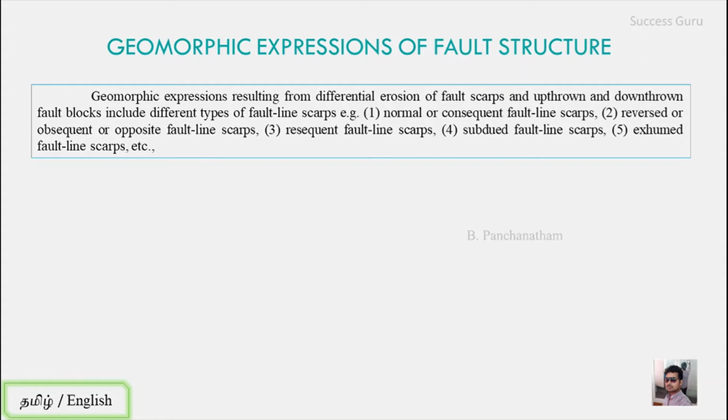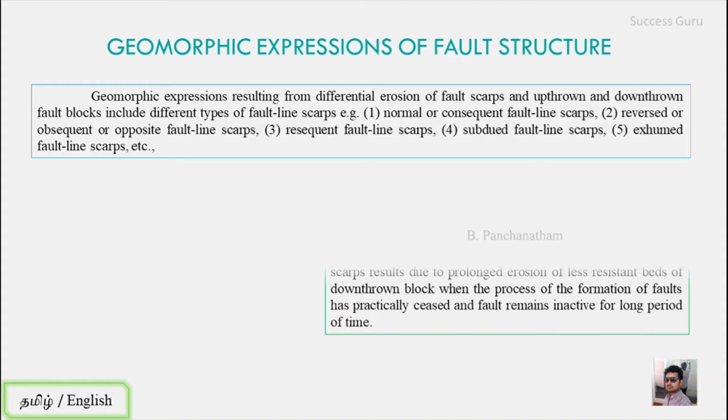Geomorphic expression results from differential erosion of fault scarps and upthrown and downthrown fault blocks, and includes different types of fault line scarps. They are classified into five. The first one is the normal or consequent fault line scarp. The second one is the reverse or subsequent or opposite fault line scarp. The third one is the resequent fault line scarp, the fourth one is the subdued fault line scarp, and the fifth one is the exhumed fault line scarp. So this is the geomorphic expression of the fault line scarp. You will see them one after the other in a detailed way.